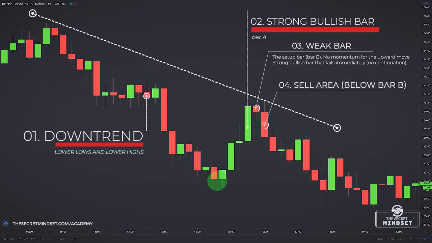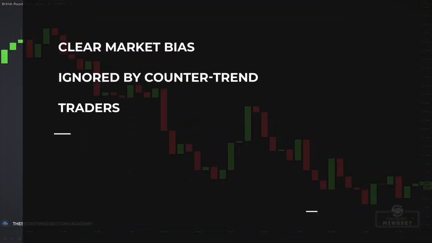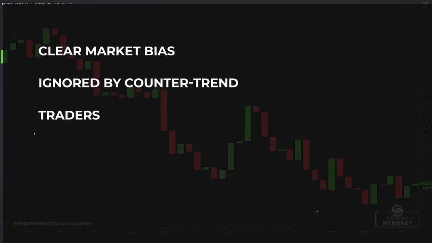This example demonstrates the profile of the best setups. The best setups have a clear market bias that is ignored by counter-trend traders, and a decent counter-trend setup that looks tempting to reversal traders. This is very important. If a bullish setup doesn't look good enough to trap traders into a bearish market, its failure wouldn't push the market down. Similarly, if a bearish setup doesn't attract traders to assume short positions, its failure wouldn't lead to an upward move.